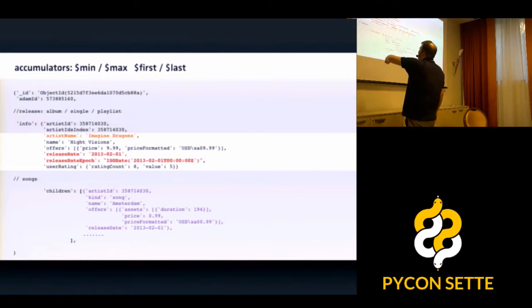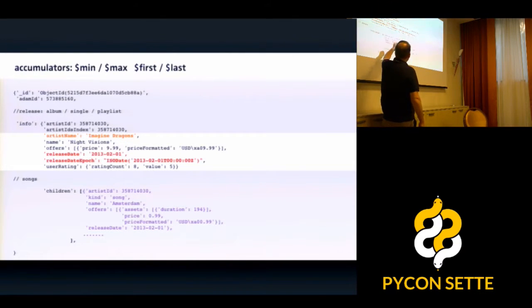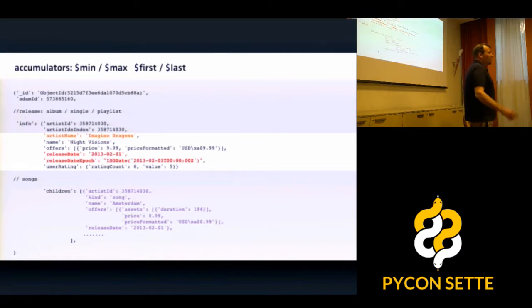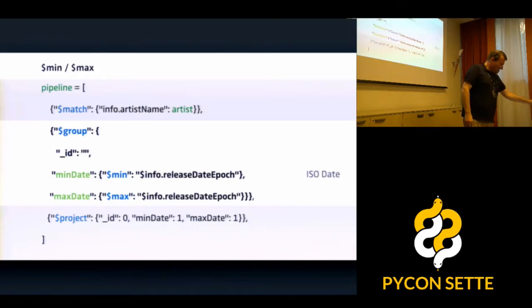We're back on the release level, and we have outside data, and Apple is really in a good mood and gives us 2 release dates. One is basically a string, and the other is an ISO date. And let's see how we can work with that. So we're going to have 4 examples in a row now.